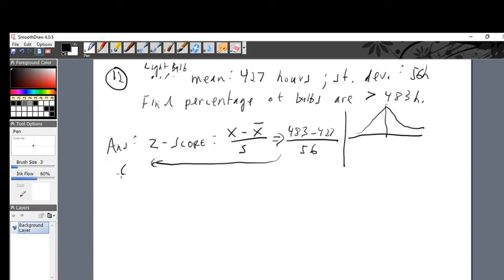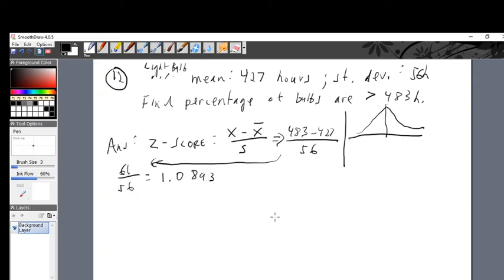It turns into 61 over 56. And what is that in decimal? You'd have to go to the calculator and do the division. 61 divided by 56 is 1.0893.